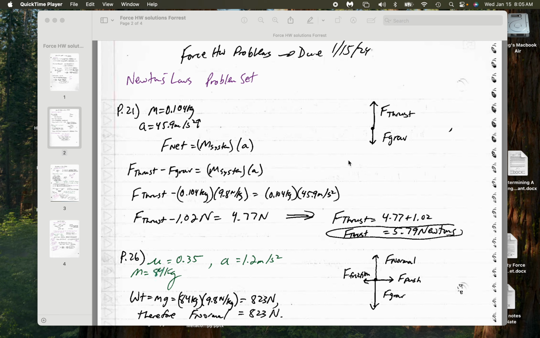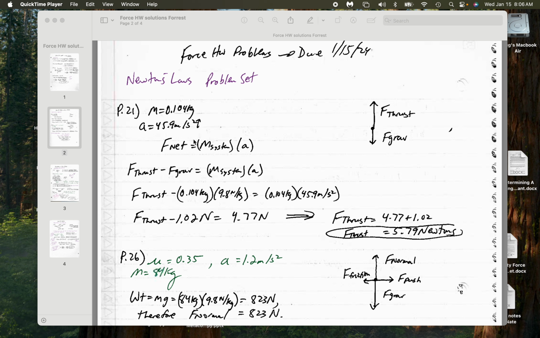For problem 21, this is similar to an example I did in class. The rocket's got a mass of 0.104 kilograms. It's accelerating upward at 45.9 meters per second squared. So essentially, if I know the mass and acceleration, I can find the net force. But that net force is caused by the thrust acting upward and gravity acting downward.